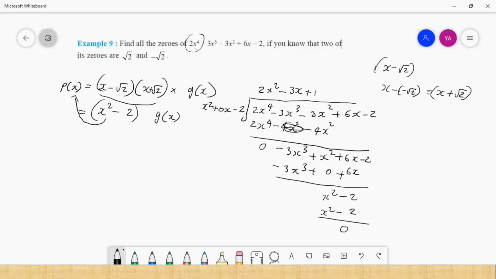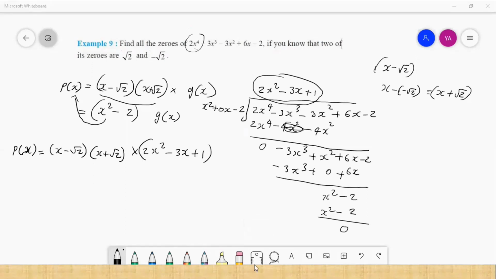Okay. So this p of x will become like this. P of x is equal to x minus root 2 into x plus root 2 into, in place of g of x you can write this quotient, 2x square minus 3x plus 1. So here we wrote that p of x is equal to x minus root 2 into x plus root 2 into a second degree quadratic polynomial. Okay. So now you can split this second degree polynomial, right?